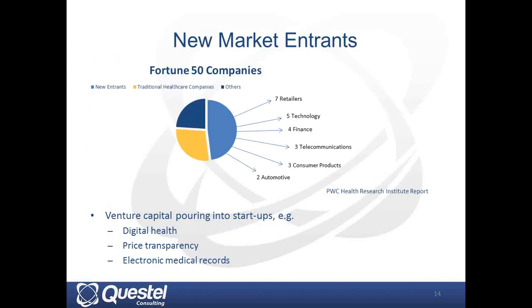So if we look at this particular slide and the data that's included here, this is from a PwC Health Research Institute report from late last year, and it's pretty simple pictorial. What they demonstrated was that within the top 50 companies in the US, the anticipation and expectation is that almost half of those companies will start to enter into the healthcare area.